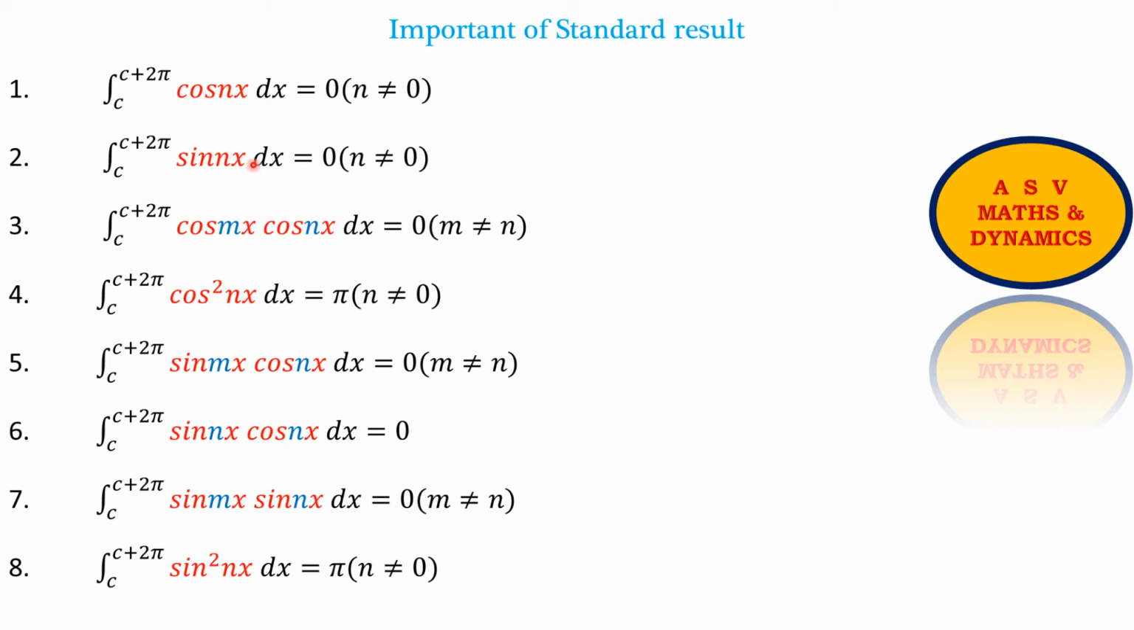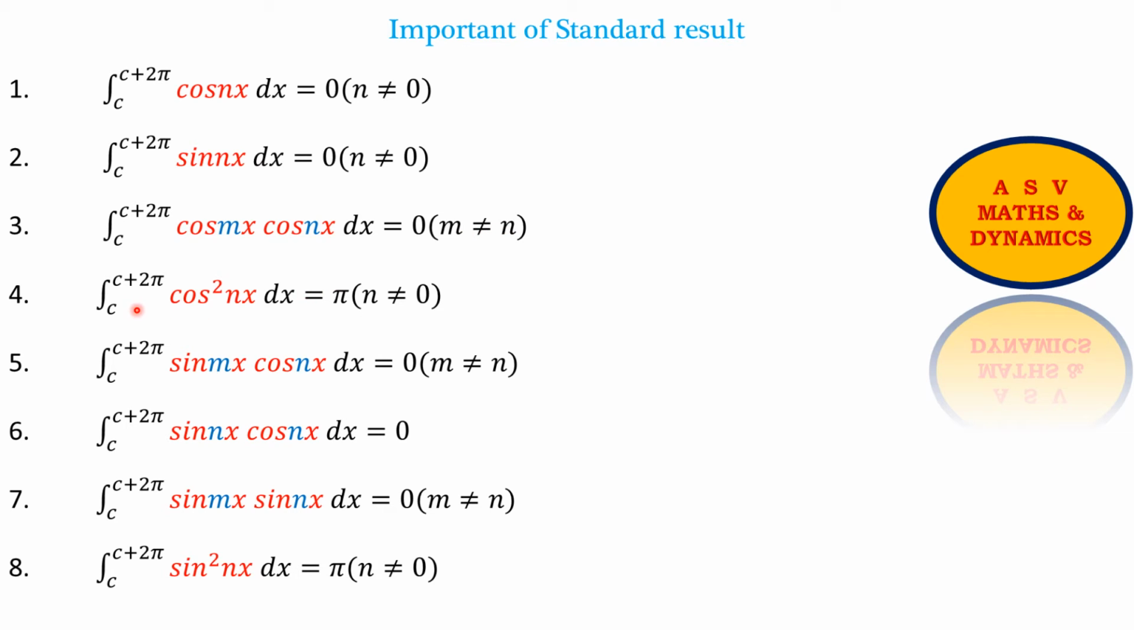Sin nx is the same, 0. But the integral c to c plus 2π of cos mx cos nx: you see here the cos function, but with the variable m and here n, it is 0 when m does not equal n.